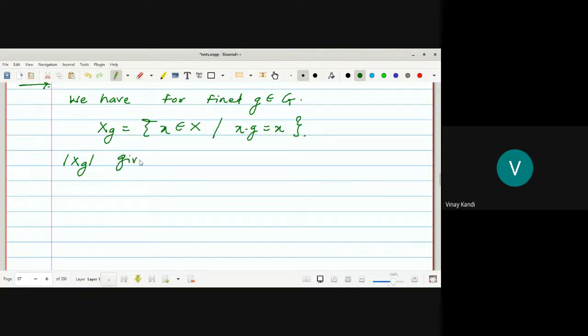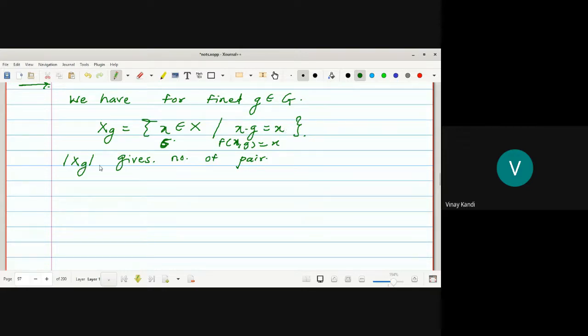This gives the number of pairs. Here we can write it like this, x into g is equal to x, that is, f of xg is equal to x. Suppose there are 5 or 6 elements, x1, x2, x3, x4, x5. Then f of x1g is equal to x1, x2g is equal to x2, x3g is equal to x3, x4g is equal to x4, x5g is equal to x5. So I will get 5 pairs.